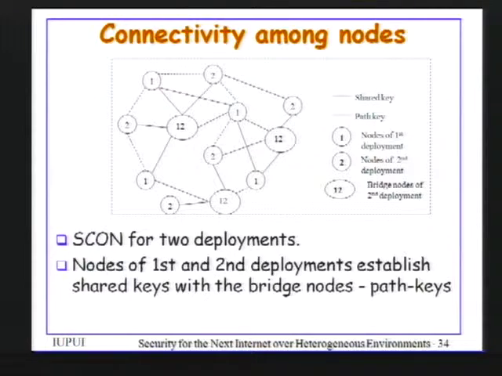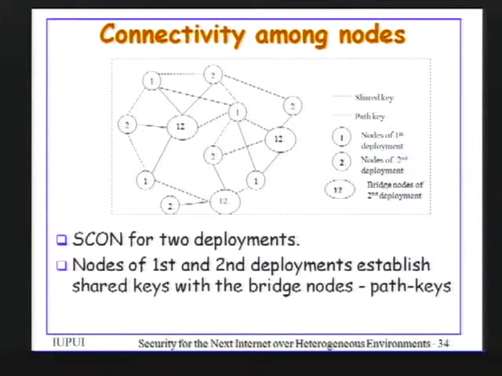All types of schemes can be used. And nodes number 2 are of the second deployment, using another pool of keys. And as I said, they cannot talk directly to each other because they use different keys. And we use some bridge nodes, 1, 2 here in this figure, which have keys from both deployments.